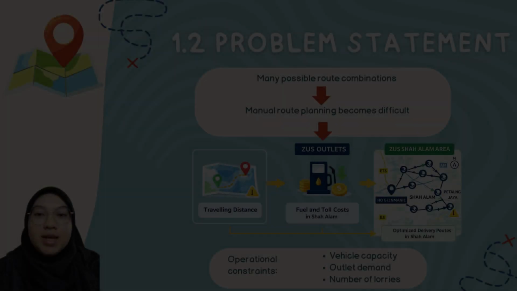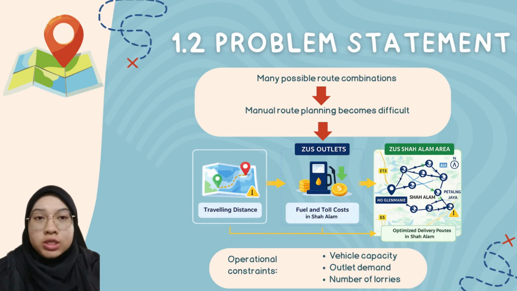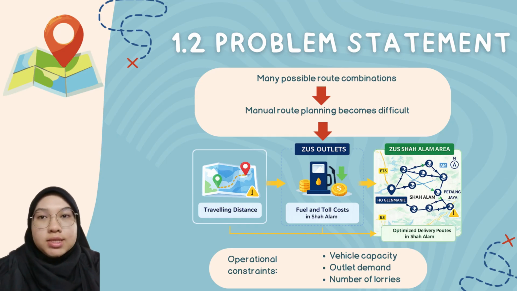Next, I'll present about the problem statement of our project. The main problem is that there are many routes between the distribution center and the Zeus Coffee outlets. Because of this, deciding the routes manually can be very difficult and may lead to unnecessary traveling. This can increase the traveling distance, fuel and toll costs, and the time needed to complete the deliveries.